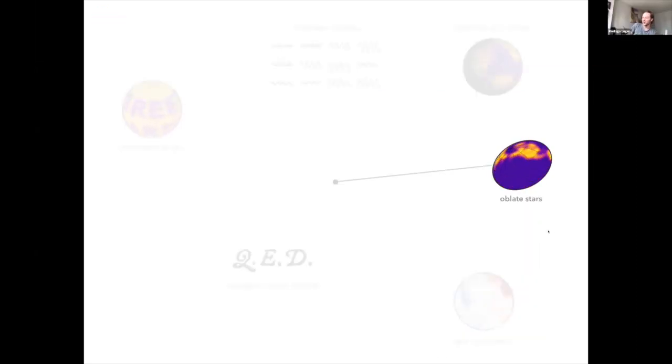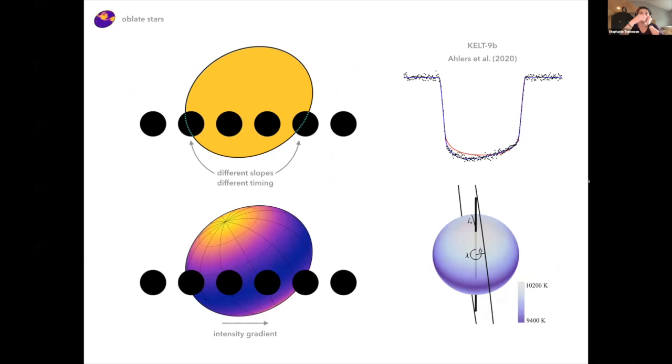And that's oblate stars. There are a few examples of this. KELT-9b is one of them, a hot Jupiter transiting a star that's spinning so fast that it becomes an oblate spheroid. And the cool thing there is that the transits are asymmetrical for two reasons.